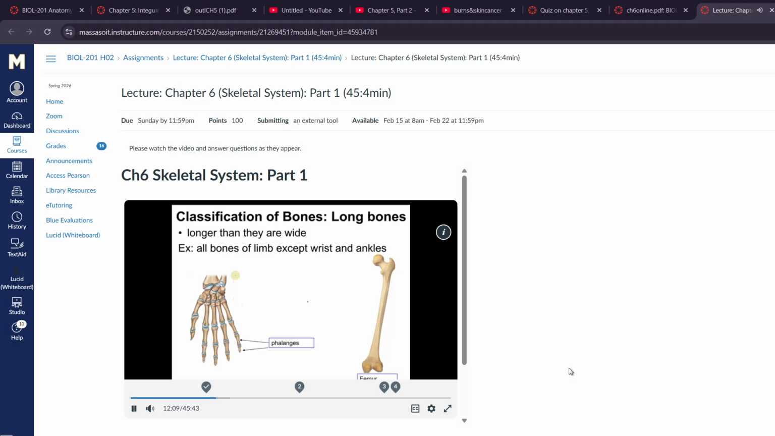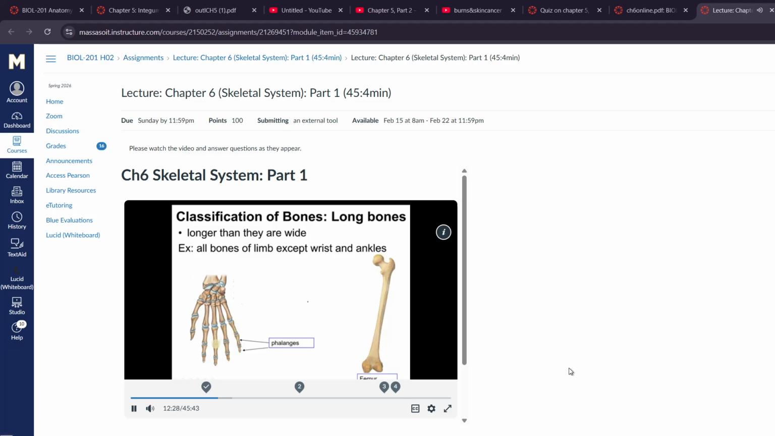Long bones are longer than they are wide. And you can see that here with the femur. The femur is the biggest bone in the body. It is the bone in your upper leg or your thigh. So longer than it is wide, and it kind of flares out at the ends here.